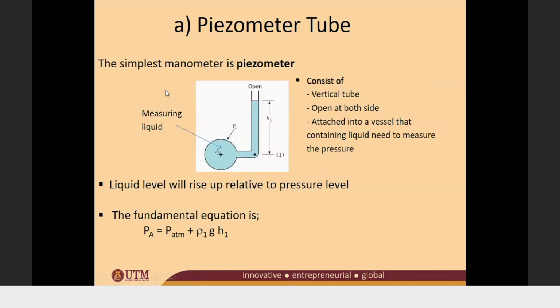Okay, example. Let's say you want to measure the pressure at A. We know that for fluid at the same level, the pressure is the same. So PA must be equal to the pressure here. What is the pressure here? The pressure here is P atm plus rho g h1. So PA must be equal to P atm plus rho g h1.